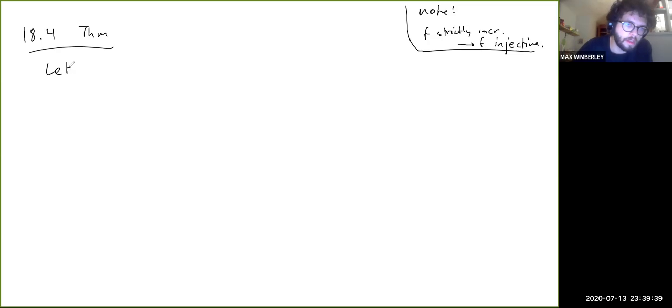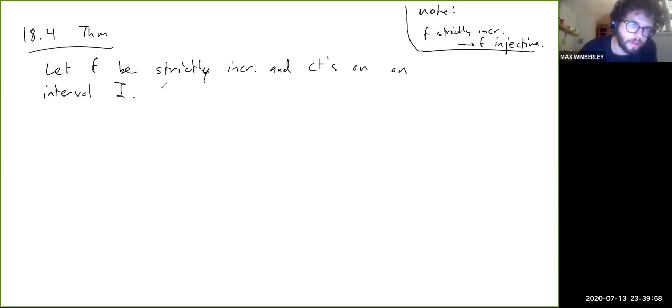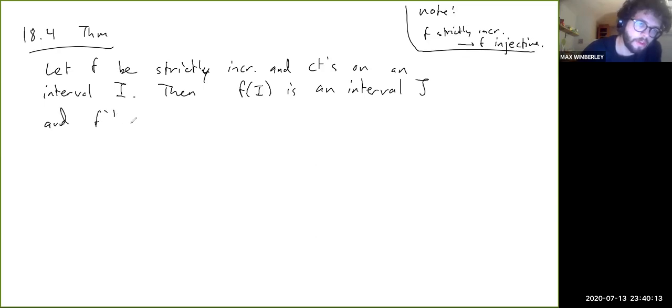So let f be strictly increasing and continuous on an interval I. Then f of I is an interval J, and f inverse, the inverse of f, is a continuous, strictly increasing function on J.